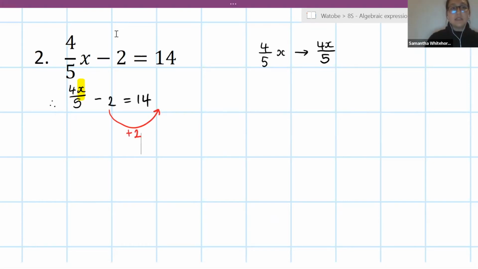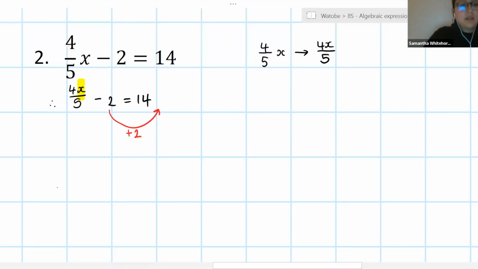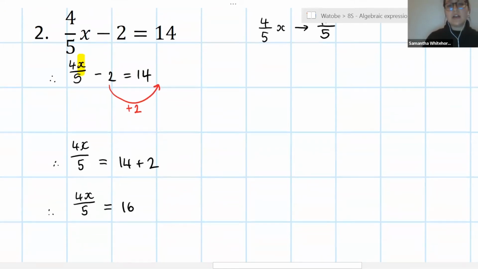What that means is now I've got 4x over 5 is equal to 14 plus 2. And if you're happy to go straight to 16, that is absolutely fine. Okay, so we've got 4x over 5 is equal to 16.